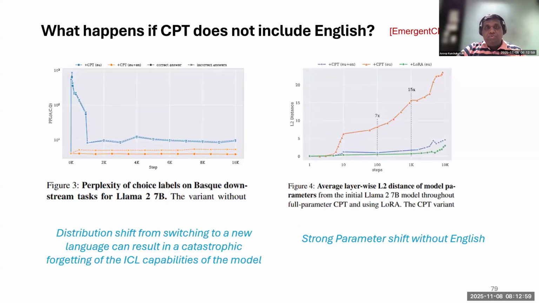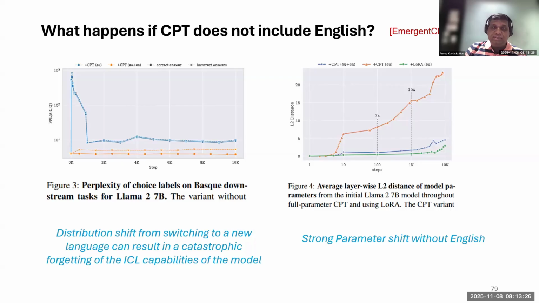So why does this happen? What happens if the CPT, continued pre-training, does not include English? A couple of things. One, there is a strong parameter shift without English. If you pre-train only on the new language, the model parameters change a lot as measured by the L2 norm across all the parameters, as you see on the plot on the right side.